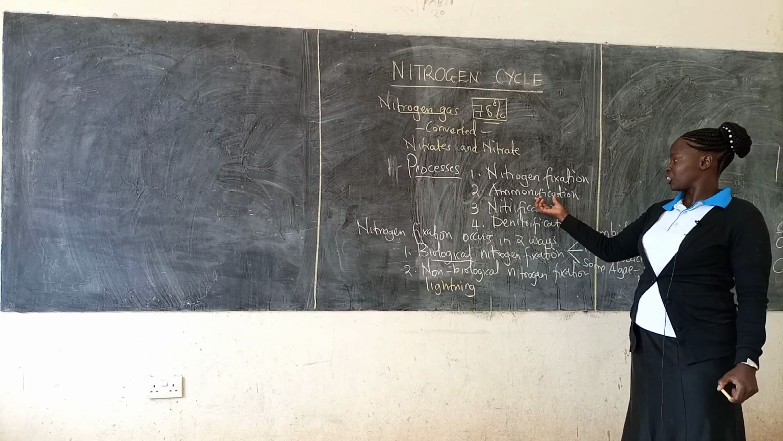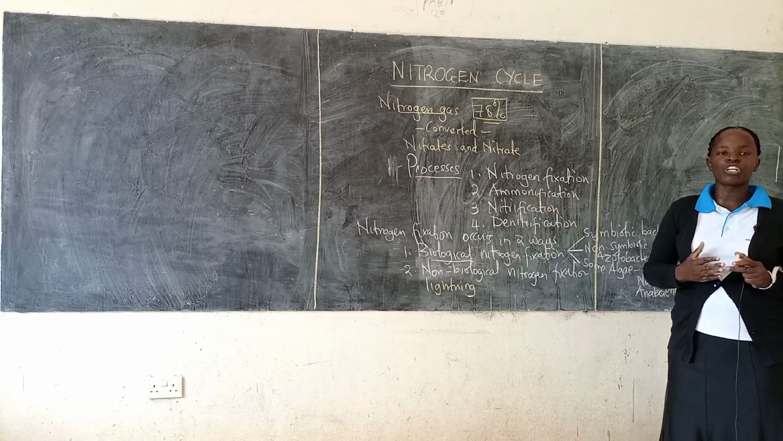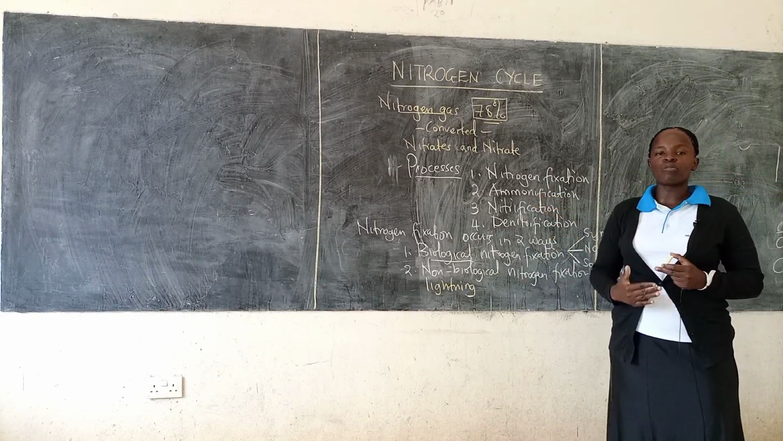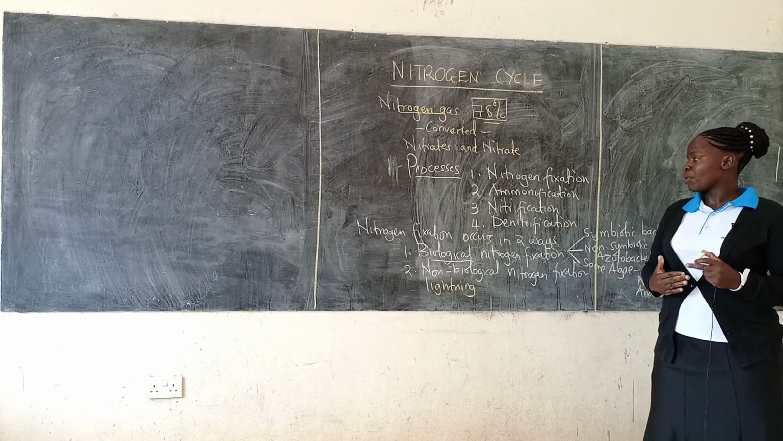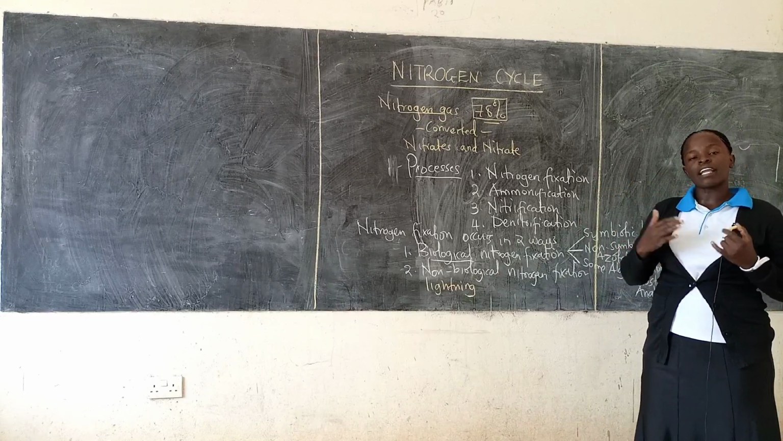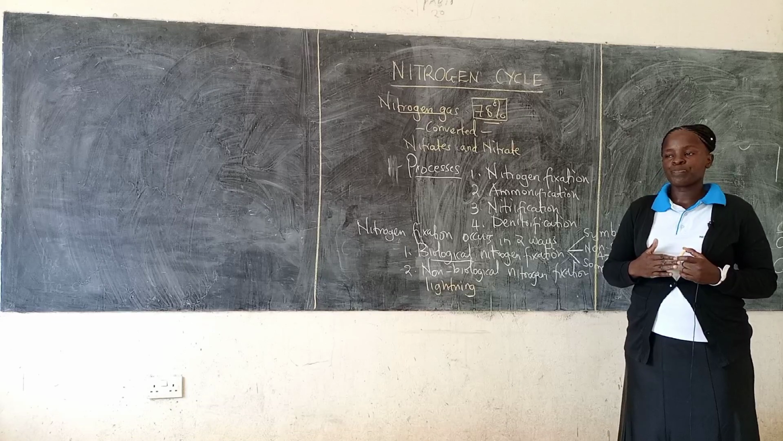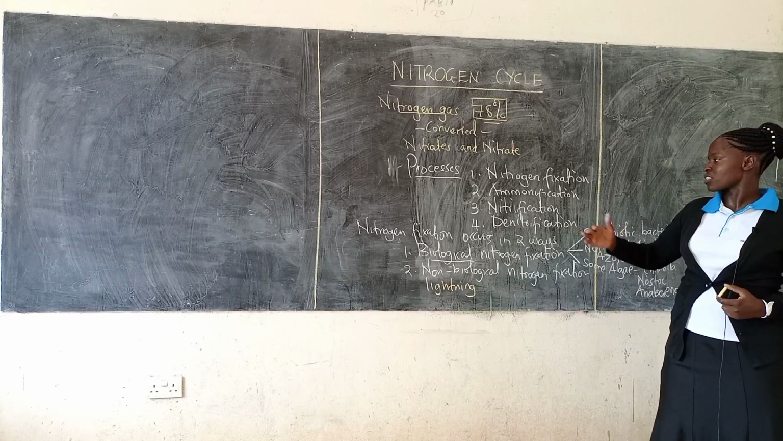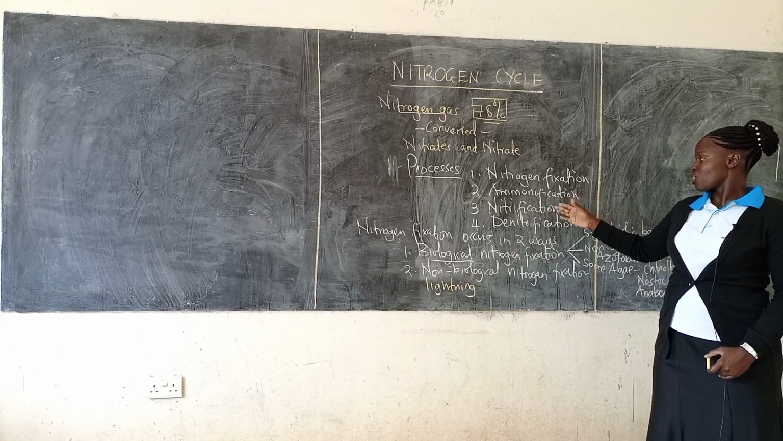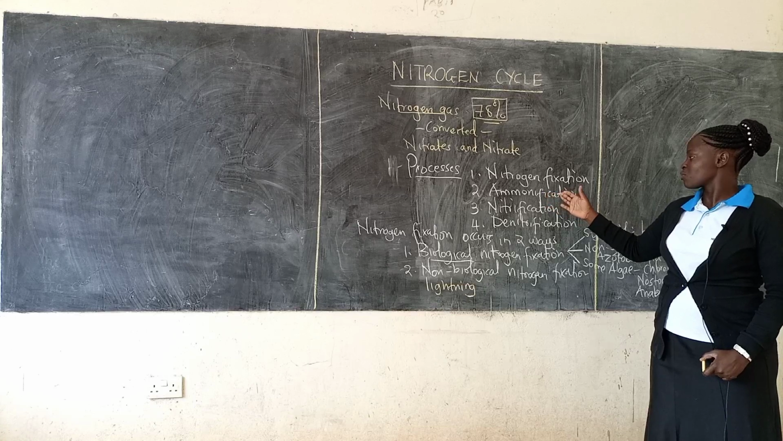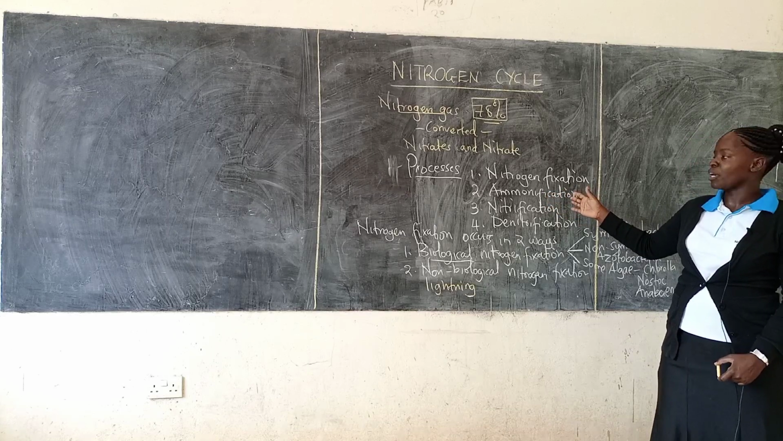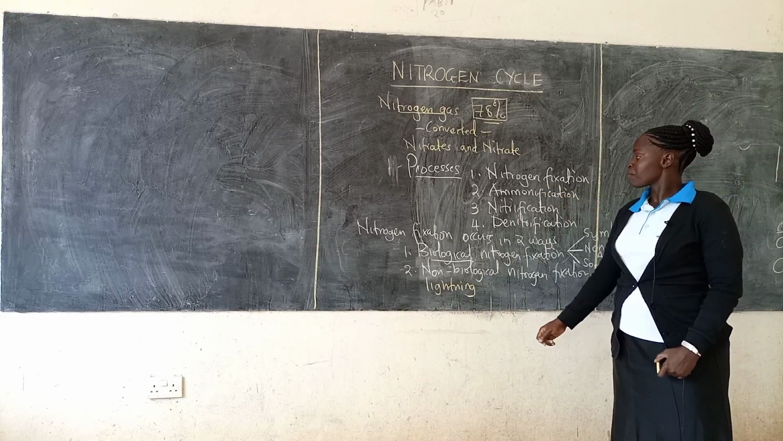When we come to ammonification, this is just the formation of ammonium compounds. How are ammonium compounds formed? Ammonium compounds are formed when plants and animals die, through death, a process we call decomposition. So the nitrogen will be released in the soil in the form of ammonium compounds.